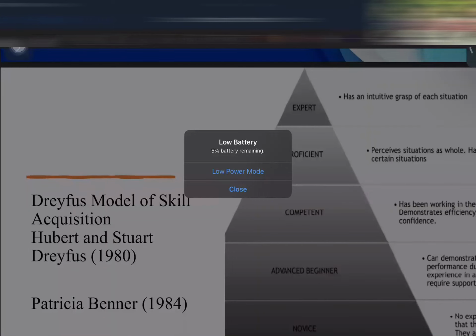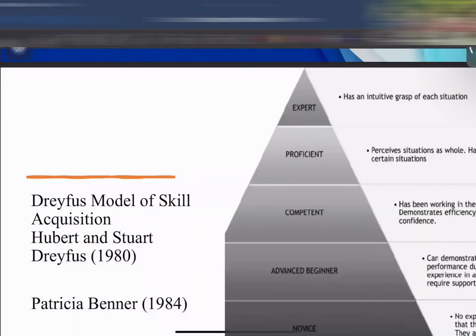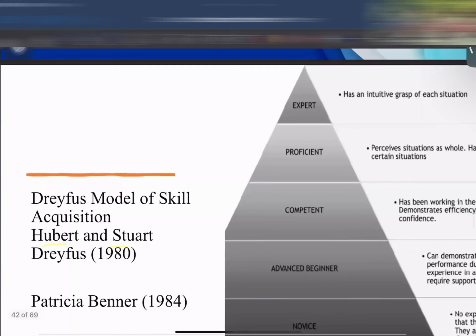So if you would look at, class, the Dreyfus model, it is actually talking about the model of skill acquisition by Hubert and Stuart Dreyfus. So they are your Dreyfus brothers. Kung kaya, class, the theory is referred to as Dreyfus brothers kasi silang magkapatid yung gumawa niyan initially. And then later on, class, adopted by Patricia Benner.